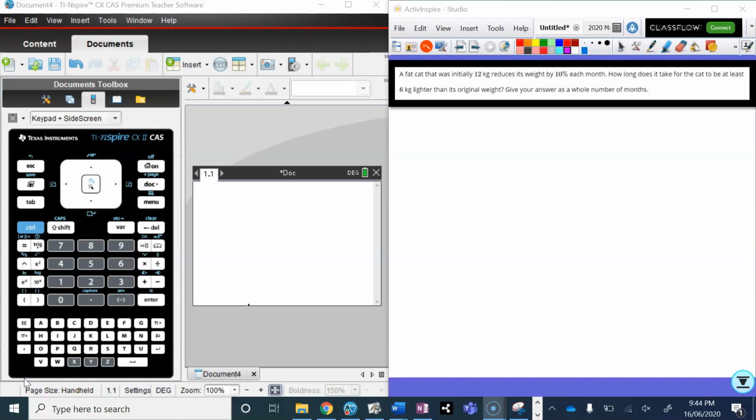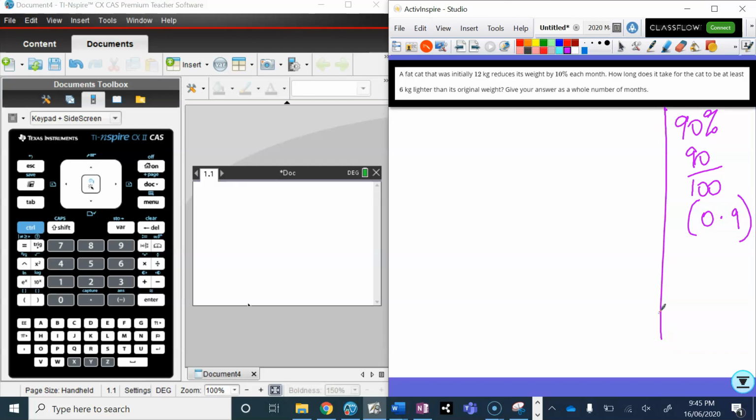Because we want this cat to reduce its weight by 10%, we don't want to multiply by 100%, but we want to multiply by 100 minus 10%, which is 90%. So 90%, as you know, is the same as 90 out of 100. And as a decimal, we can write 90% as 0.9.